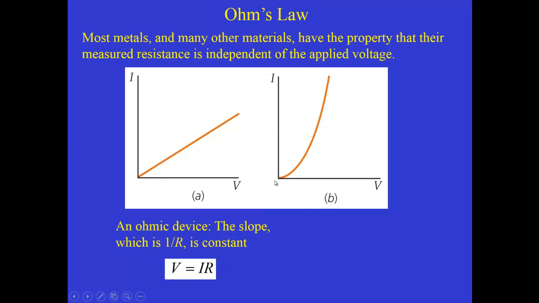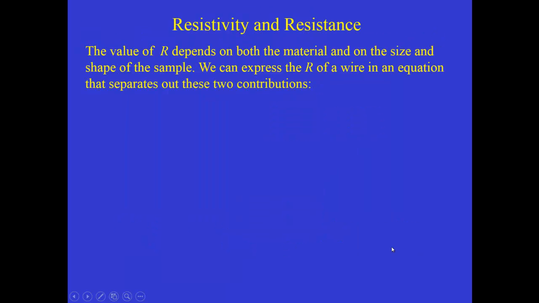Notice on the second plot that here we have a device, and this actually is the kind of shape that you get for a diode that's widely used in electronic circuits, where as you apply more voltage, the current increases in a nonlinear fashion. And so the resistance of this device, measured as V divided by I, would be different at different voltages. And so as a result, this is characteristic of what's called a non-ohmic device. It does not obey Ohm's law, even though the definition of resistance is the same as it was for an ohmic device.